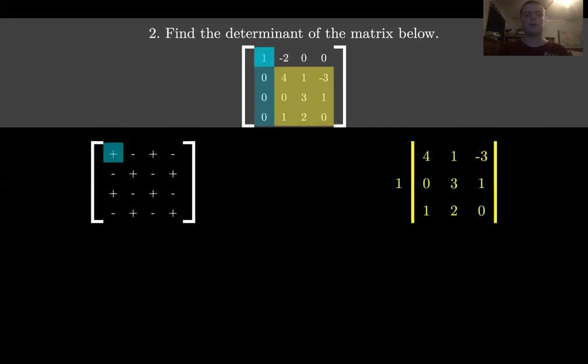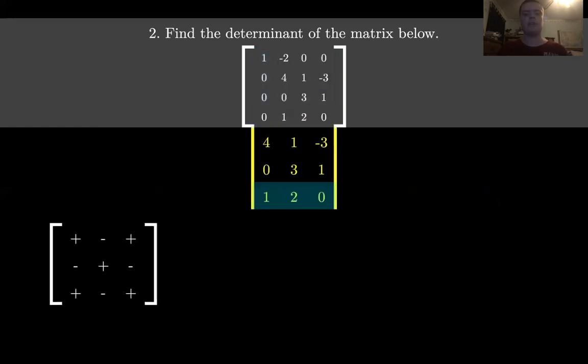So first, we're going to do the first element of that column, which is 1. You can see our cofactor is plus, and so we just do 1 times the determinant of the minor, highlighted in yellow, which is 4, 1, negative 3, 0, 3, 1, 1, 2, 0. And then this animation indicates what we would do if the other elements were non-zero, but since they are 0, we can ignore this. So now we need to take the determinant of this 3 by 3 matrix.